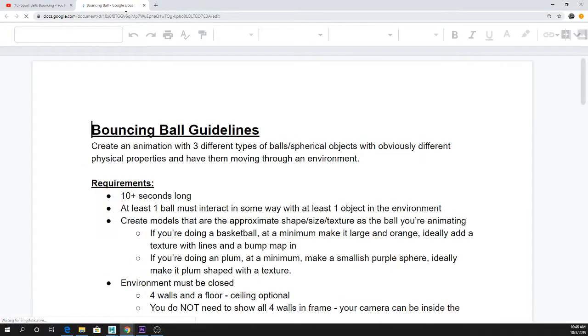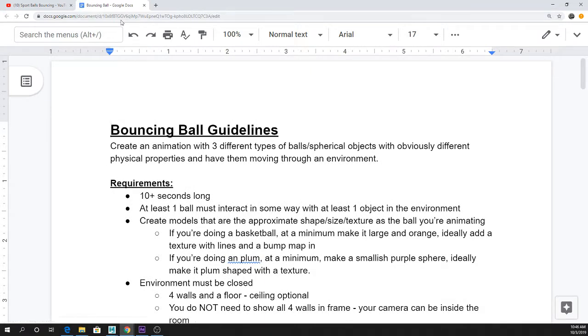Really quick, I'm just going to go over the assignment for this week so you can keep the requirements in mind as we go over how to actually do the assignment. And then after this, we'll take a short break and then come back and continue with the Maya things.